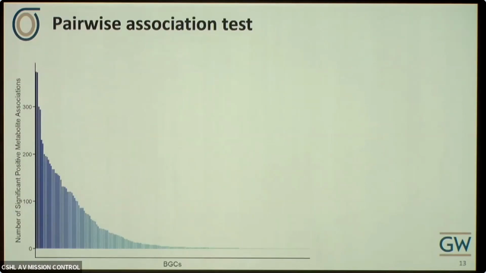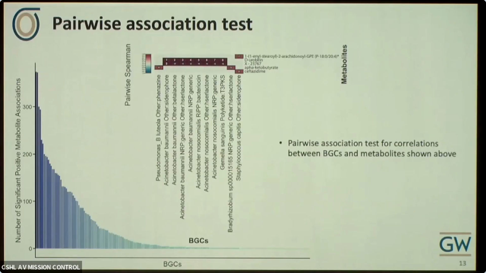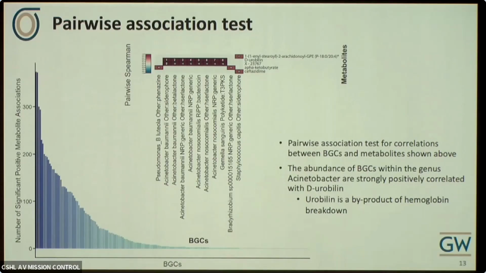Here's another graph that counts how many metabolomics features can be related to your BGCs. Some of them have a very long tail, and some of them have over 300 metabolomics features related to one BGC. So that's an interesting part. We did Spearman pairwise correlations here and found an interesting result. We tried to find the top 8 strongly positively correlated with urobilin and Acinetobacter. And you know, urobilin is a byproduct of hemoglobin breakdown. As I mentioned before, this is still an ongoing project. We are still trying to investigate what the significant findings are here.